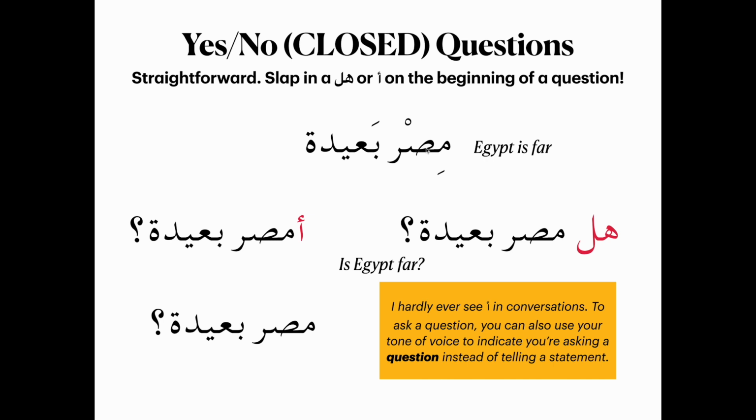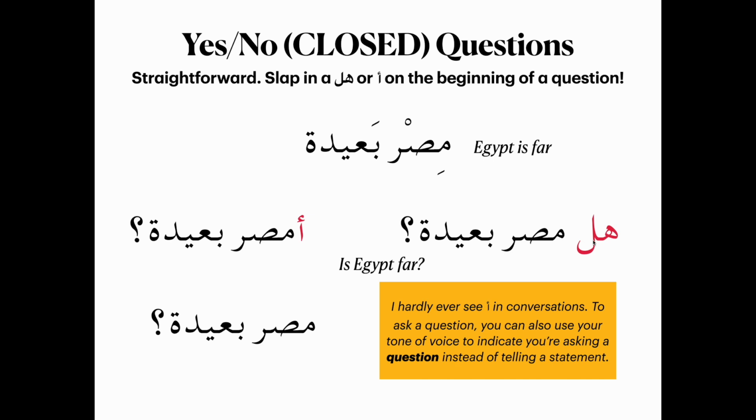Misr is a place name, so it's going to be feminine. So ba'id is also going to be in the feminine, right? In order to make it a question, to say instead of saying Egypt is far, you want to say is Egypt far? You just add in hal.